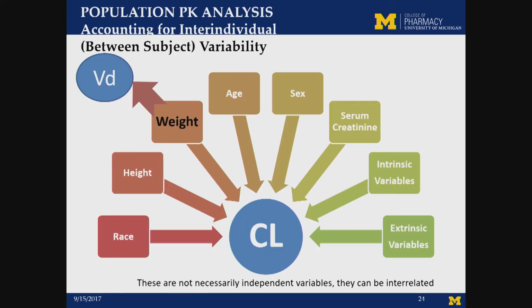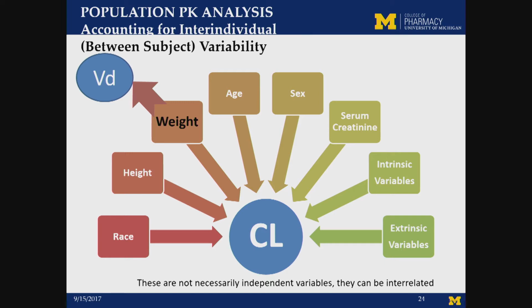Now when we're accounting for these parameters, clearly weight, which we've spent quite a bit of time discussing so far, is a parameter that tends to correlate with the volume of distribution. When we look at clearance, there are several factors that are usually accounted for in population PK studies: race, height, weight, age, sex, serum creatinine. There are also several intrinsic variables that I won't have an opportunity to cover today, but they include pharmacogenetic variation. There could also be extrinsic variables such as the impact of smoking or dietary changes that can impact clearance.